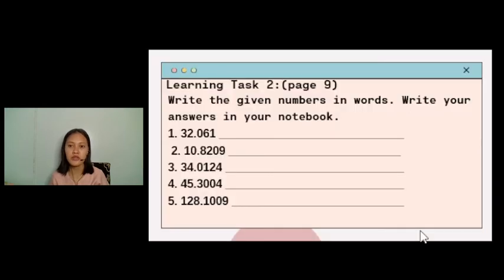So, going back to this one, kindly answer it on your notebook. This will be part of your outputs for week 1 rather. So, ito yung ipapasa ninyo sa ating Edmodo once na matapos ninyo. You may pause it, you may screenshot it para after ng video discussion, pwede nyo siyang balikan or masagutan.